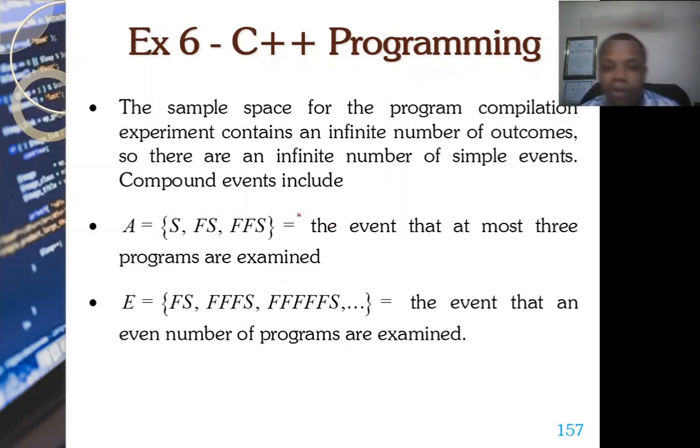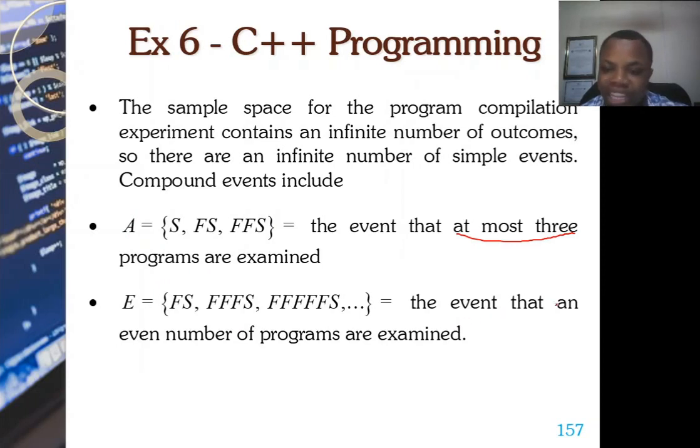But once it comes to the compound event, we can think of the event that at most 3 programs are examined. Meaning that you run for the first time, or run for the first and second before achieving success, or run for 3 times before he achieves success. But since we are looking for at most 3, it means that there's no way the student should run the program more than 3 times. So that is also there, and that gives us this compound event.